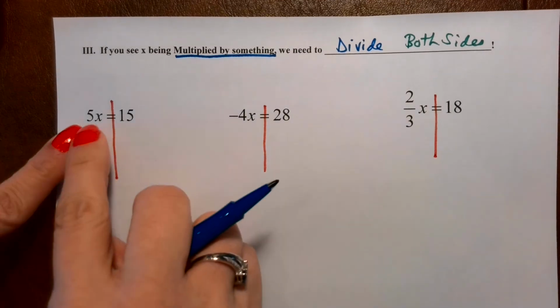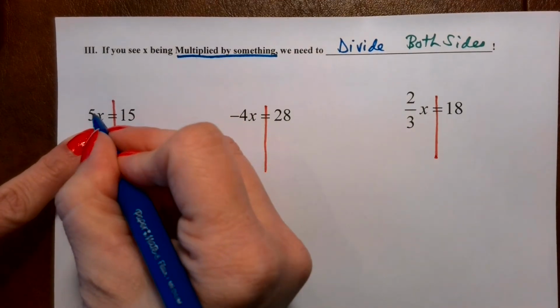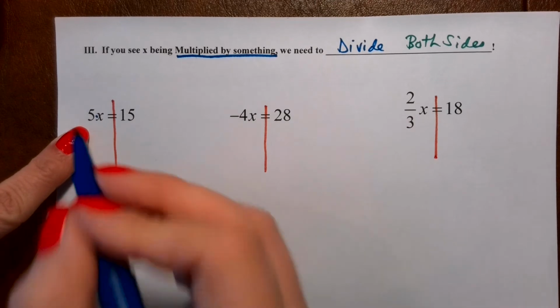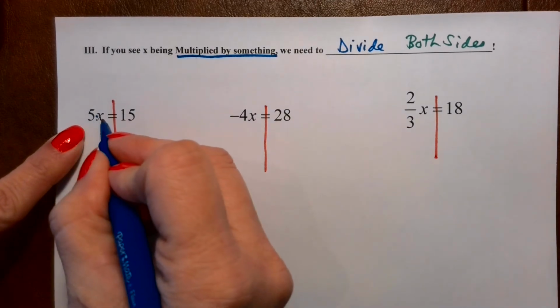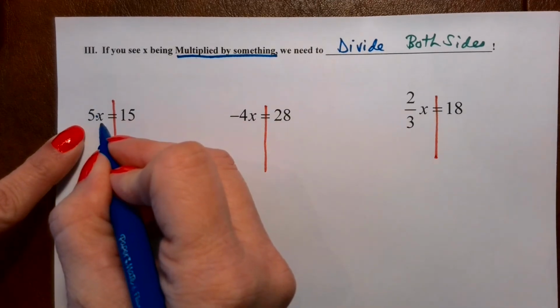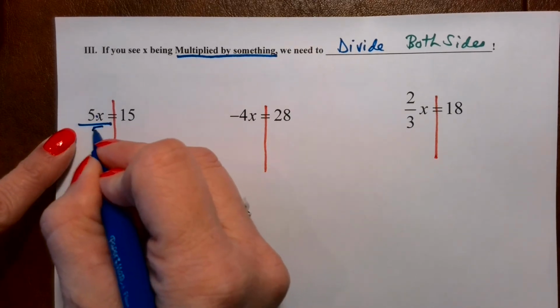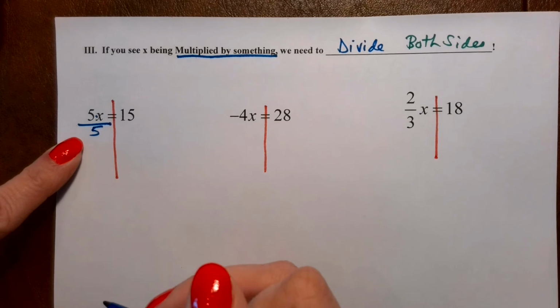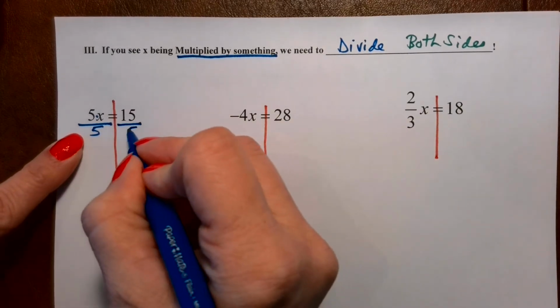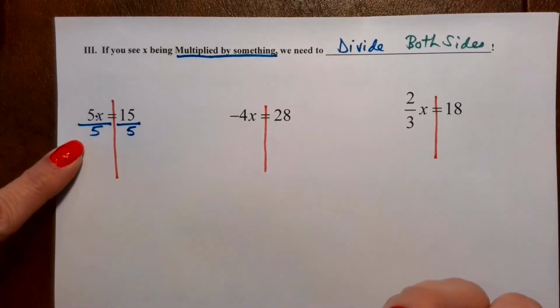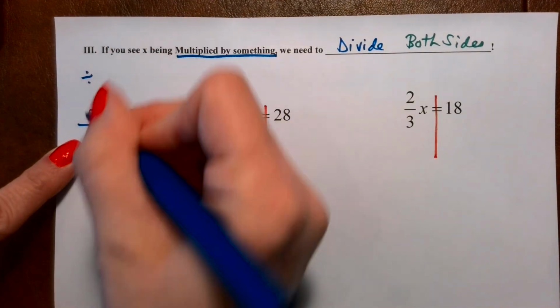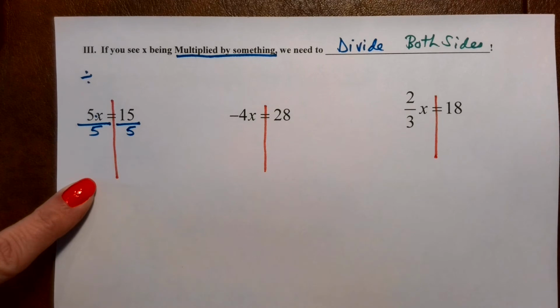Problem number 1. X is not alone because this is 5 times x. Multiply would be the inverse of divide. So I'm going to put a bar for divide. That's how we do divide in algebra class. We're going to divide both sides. So it's almost like a fraction. We divide with a big bar. We don't usually use this one in the middle of an equation. We use the divide bar.